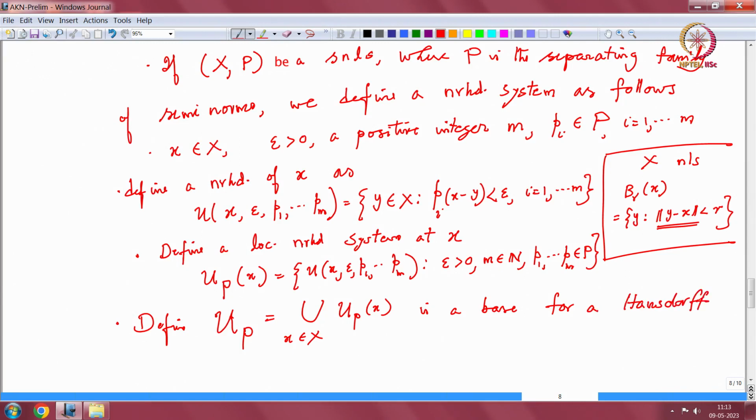I will not prove all that; you know how to prove it, how to generate. Once you give a base, you know that one. Hausdorff topology on X. So, that is where you get your base consisting of convex sets. Okay.